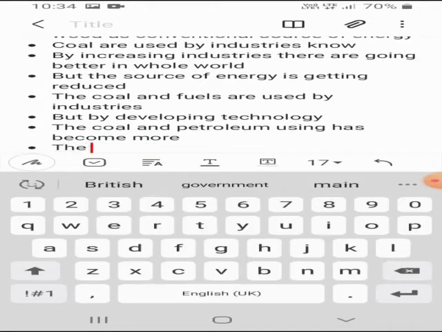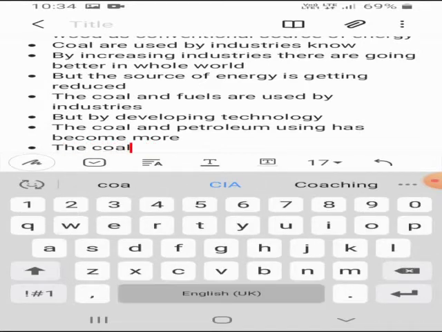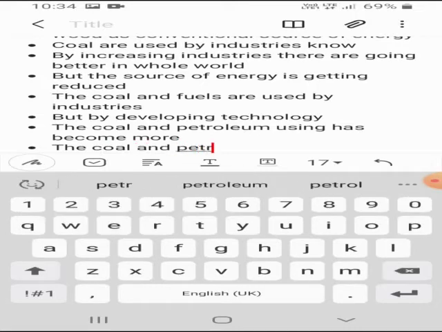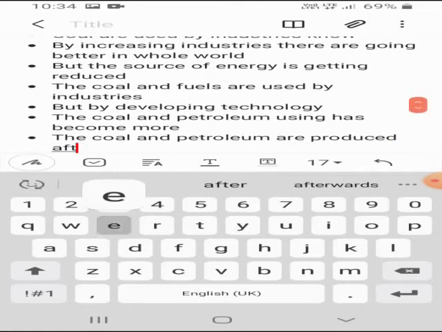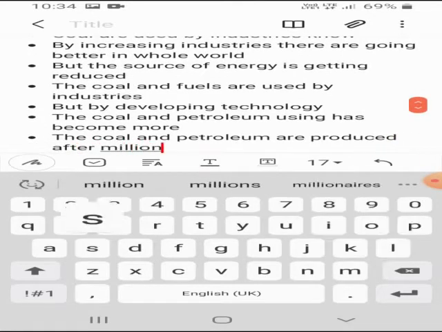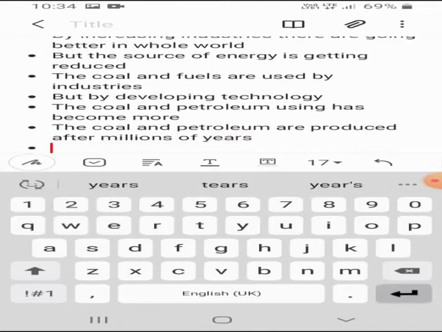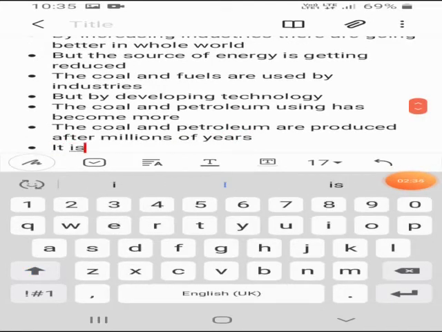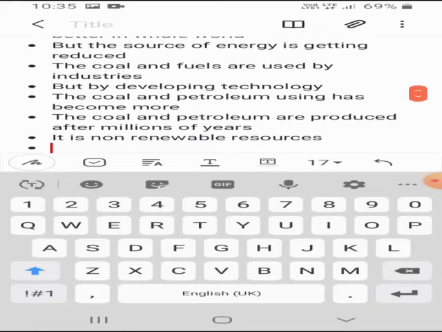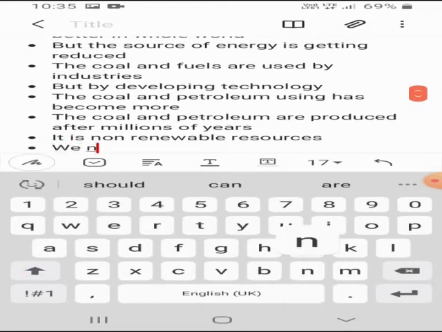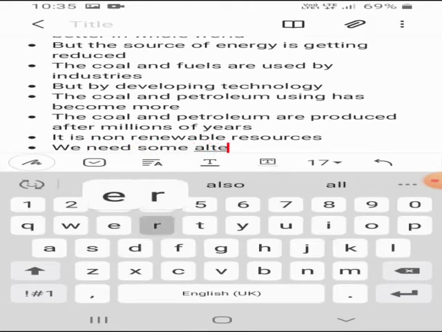The coal and petroleum are produced after millions of years. As you all know, they are non-renewable resources. So if they vanish, we need some alternative source of energy.